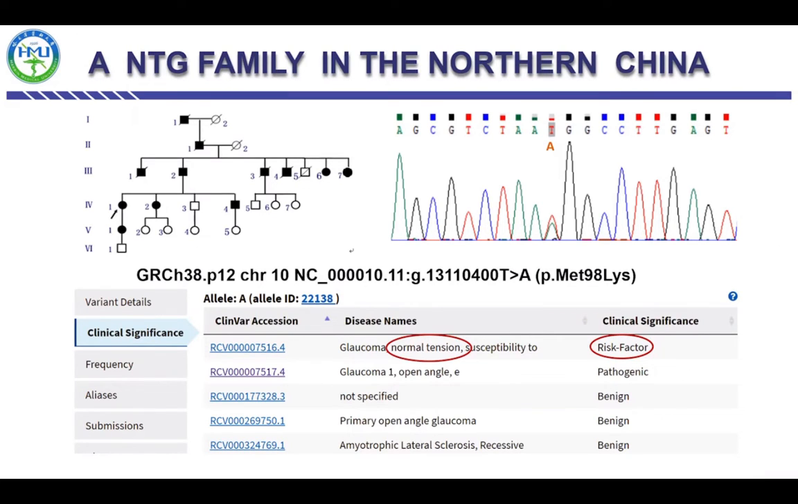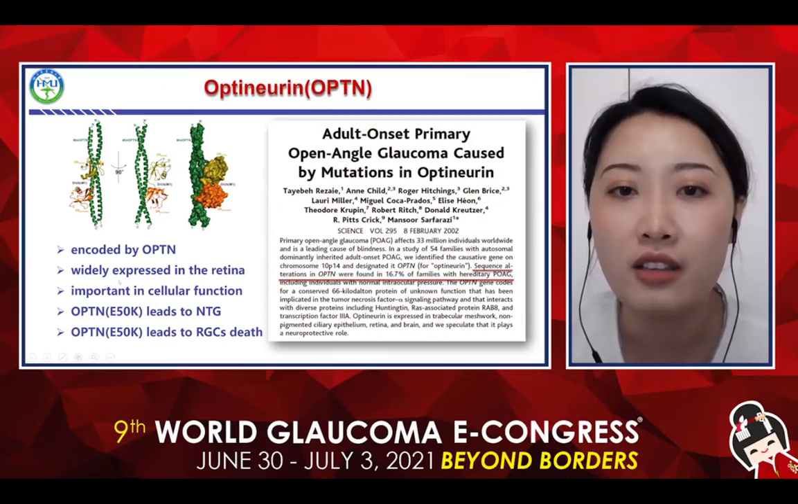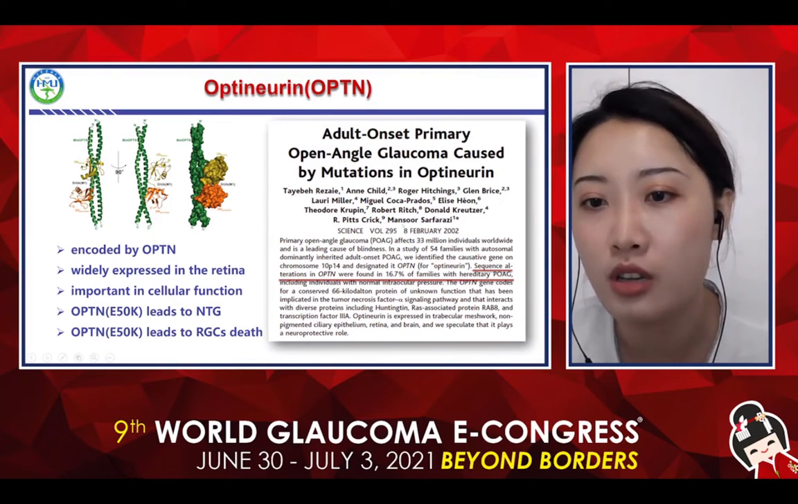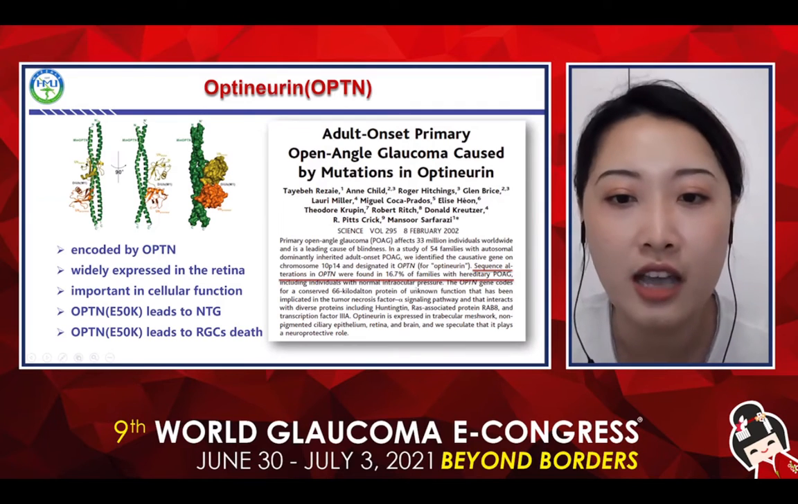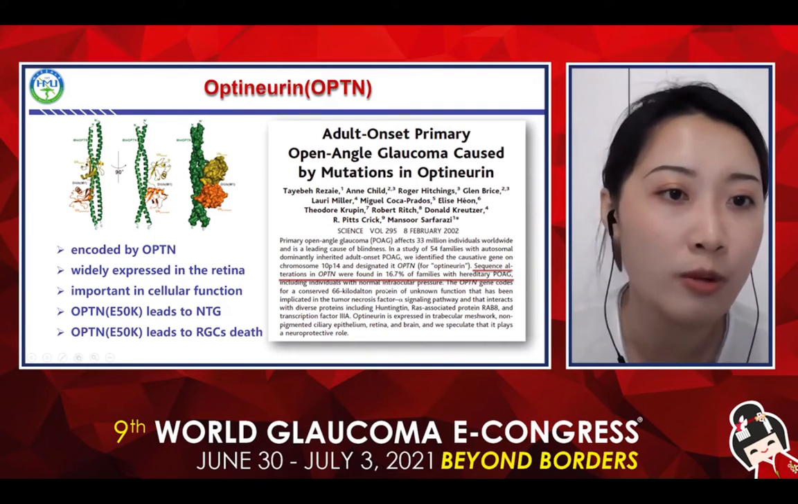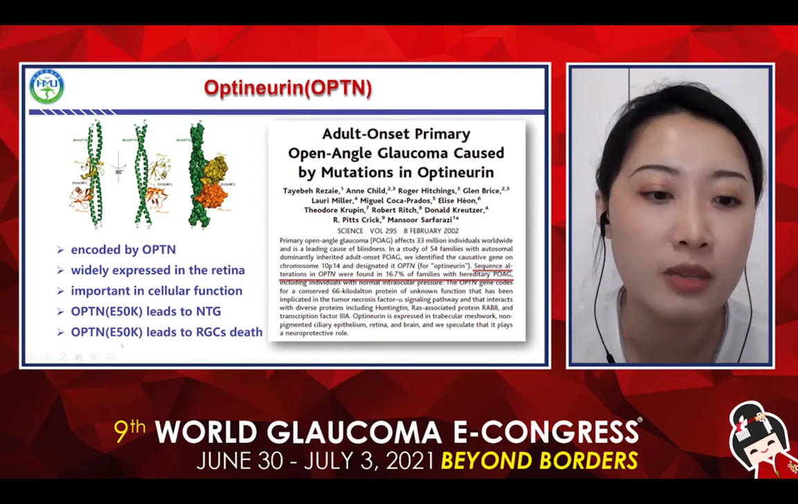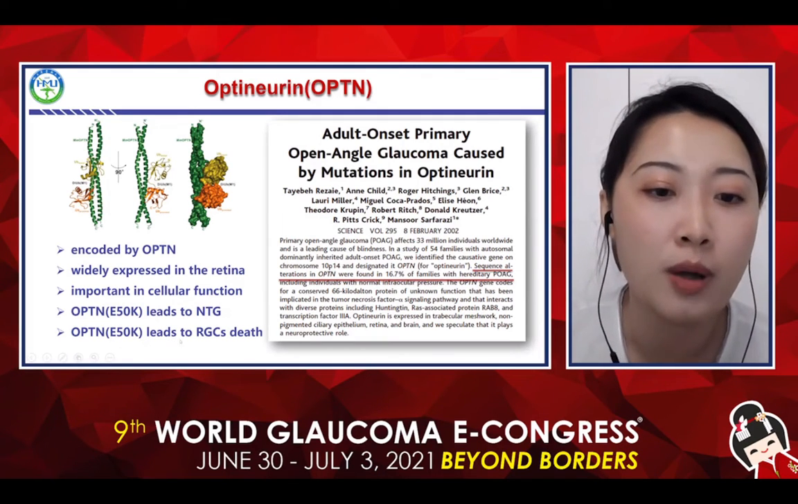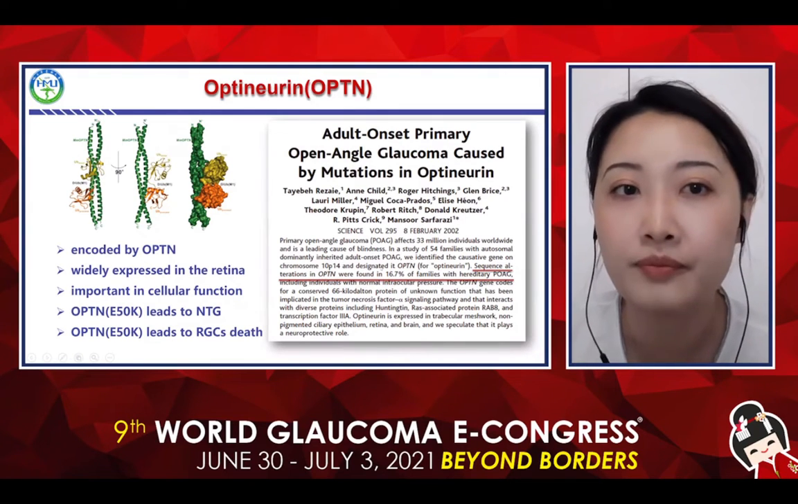The optineurin gene encodes the protein optineurin, which is important in several cellular functions, and it was identified in 2002. Many mutations have been found in glaucoma families. Among all the mutations, E50K specifically leads to the apoptosis of RGCs, but the reason is not clear.